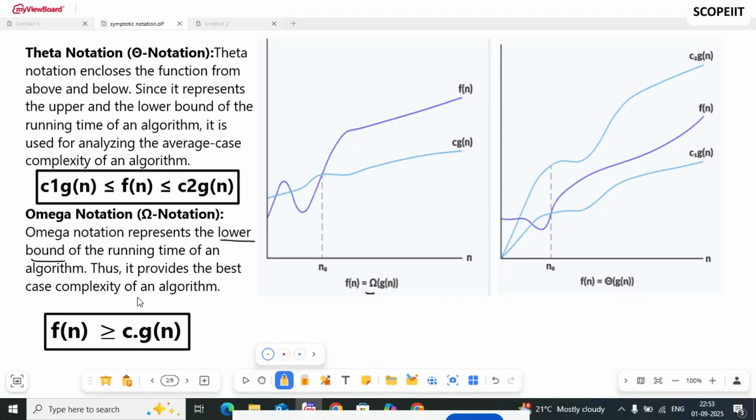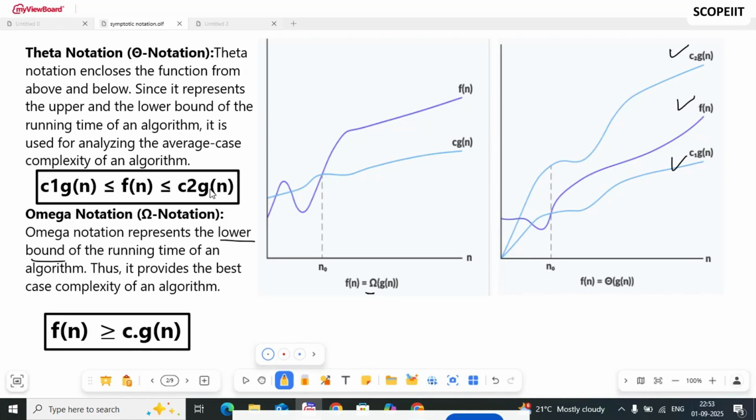Now let us see theta. Theta notation encloses the function from above and below. Since it represents the upper and lower bound of the running time of an algorithm, it is used for analyzing the average case complexity of an algorithm. This is the equation. In this equation, you can see that f(n) is in the middle, between c1·g(n) and c2·g(n). Which is the biggest one? c2·g(n) is greater than f(n). So first c2·g(n), then f(n), and then c1·g(n).